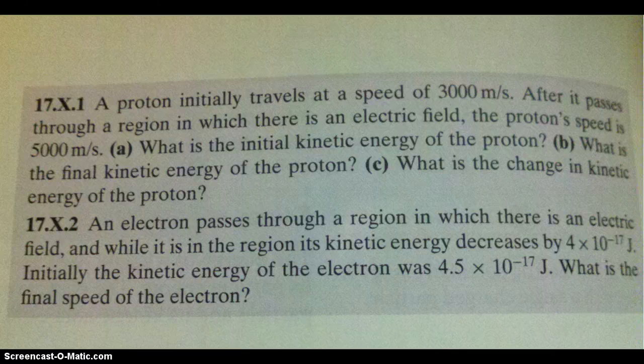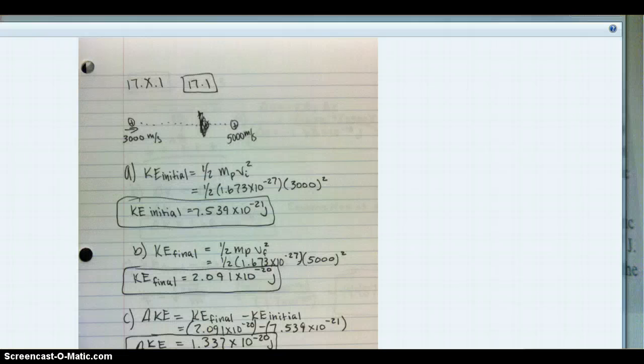What is the final kinetic energy of the proton? What is the change in kinetic energy of the proton? Okay, so first, this is 17.x.1 for 17.1, and here is where my proton began at 3,000 meters per second, and here's where it ended at 5,000 meters per second.